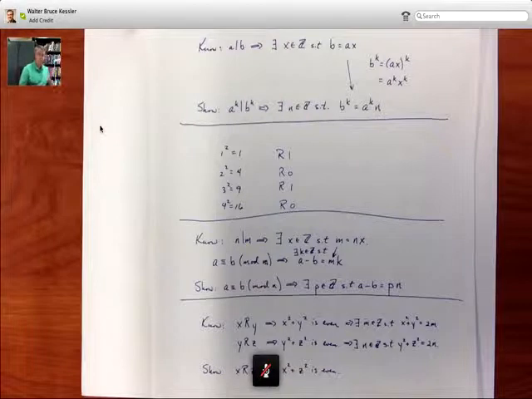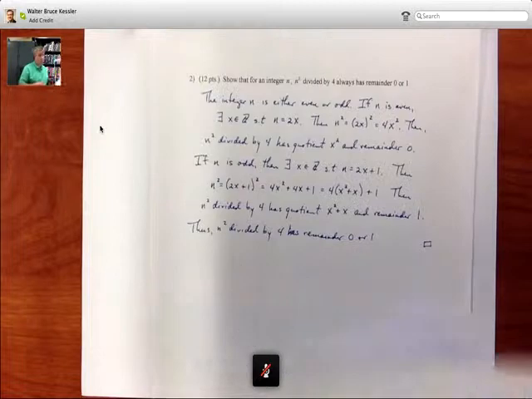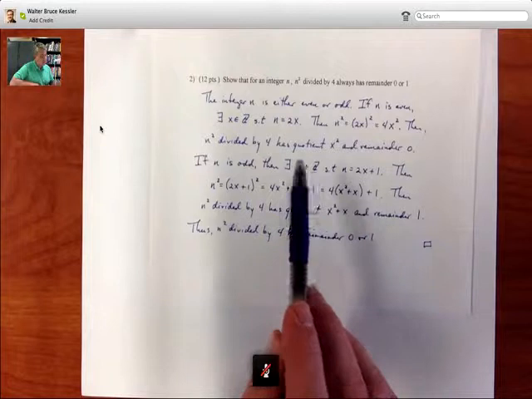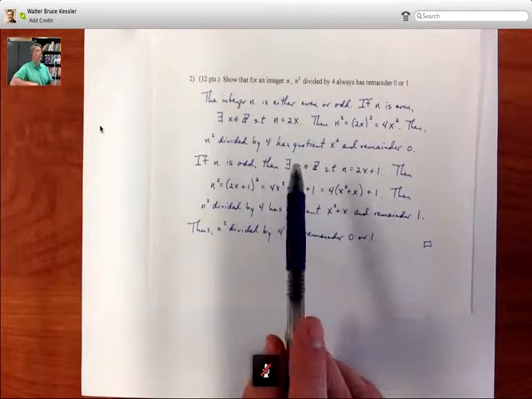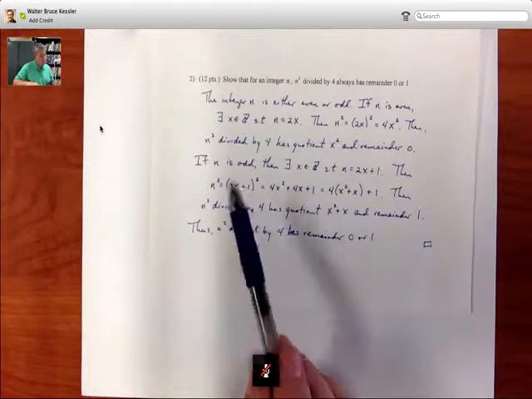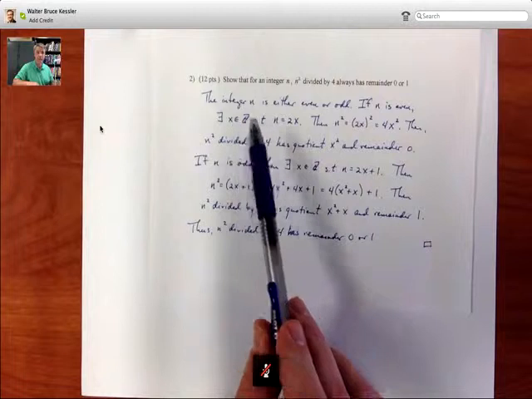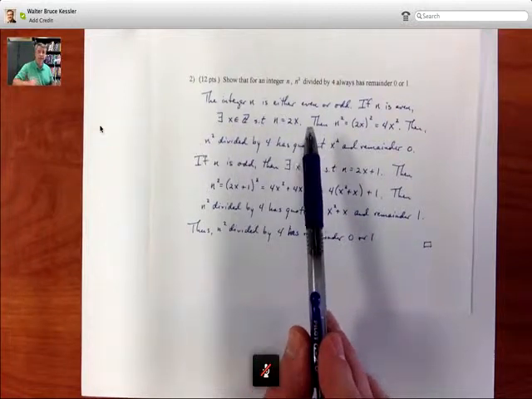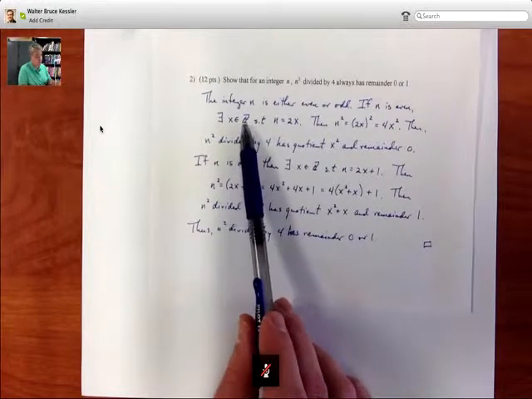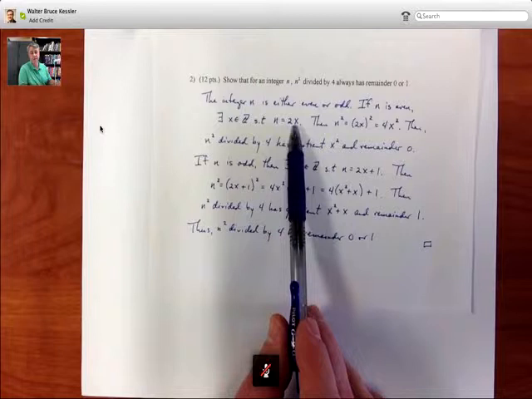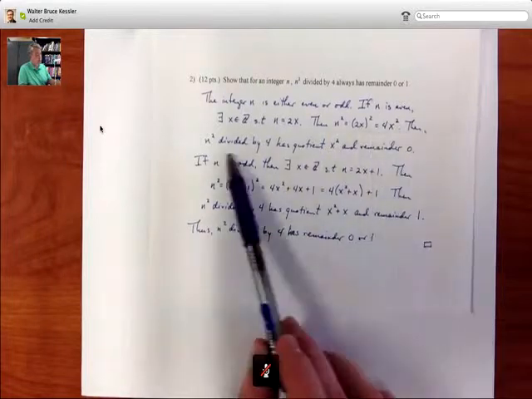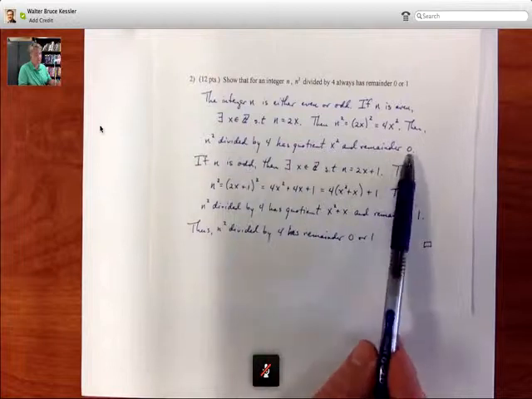So it might be a good tip to treat the evens and the odds separately. In fact, it's a great way to generate some 4s, right? If you've got n equal to 2x or 2x plus 1, and you start to square those things, then you get a bunch of 4s, right? So the approach on this one is to let integer n be either, it's got to be either even or odd. So if it's even, then there's an x in the set of integers such that n is equal to 2x. And then when you square it, you get 4x squared, which is certainly divisible by 4 and has a 0 remainder.